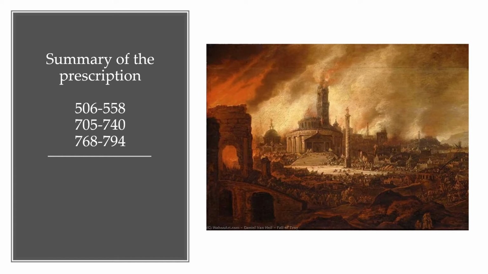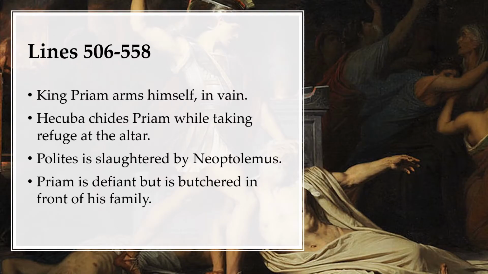Throughout the book, which forms part of a flashback, the narrative is being told by Aeneas as he recounts his departure from Troy to Queen Dido of Carthage. In our first section, the action centres around the aged King Priam, who vainly arms himself against the besieging Greeks. His wife Hecuba, taking refuge at the sacred altar with her daughters, chides Priam for his futile gesture.